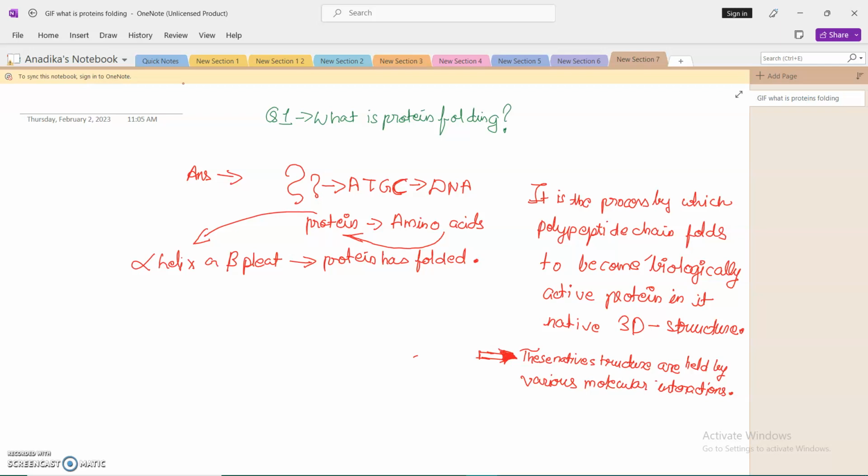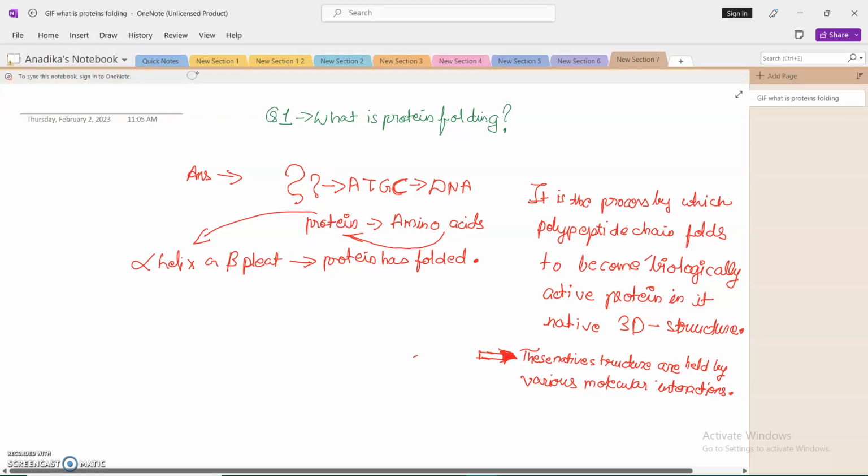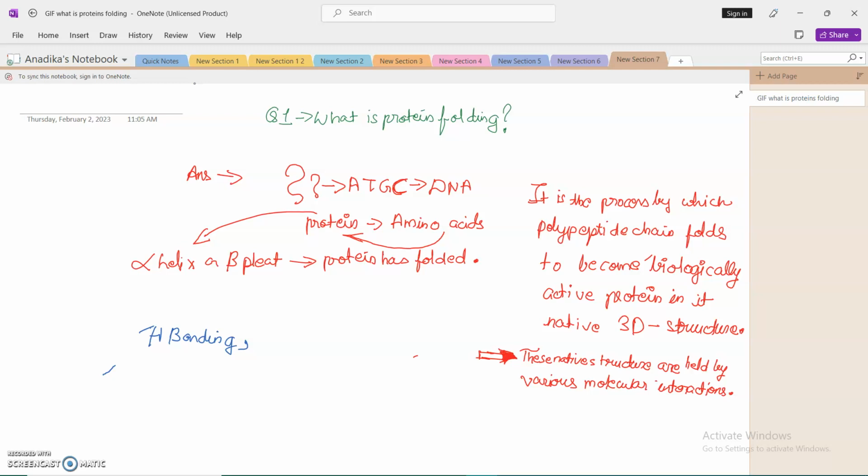Then we also know about the various forces that are involved in protein folding. So let me change the color and bring it blue. The various forces involved in protein folding are, we can say, hydrogen bonding, hydrophobic effect, Van der Waals forces, H bond, and electrostatic interaction.